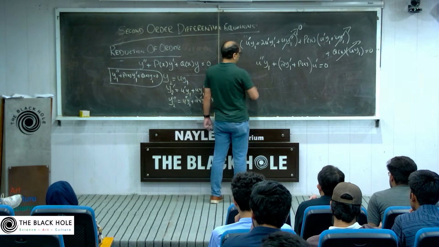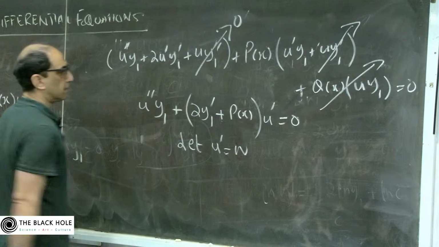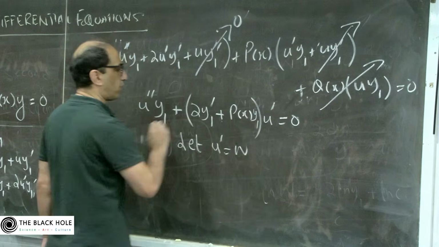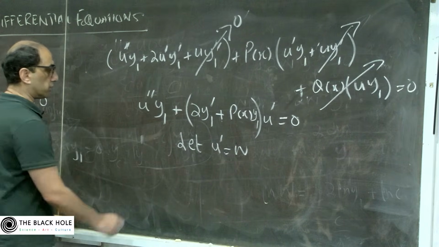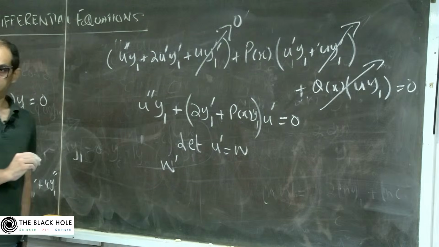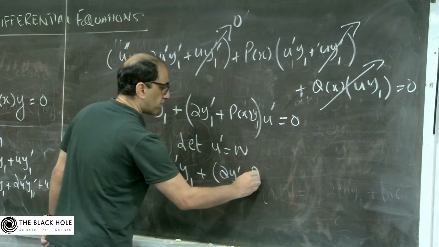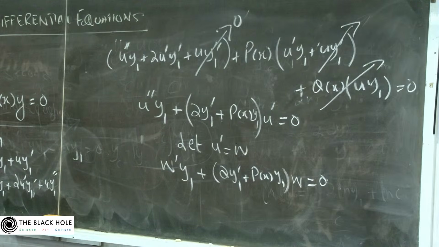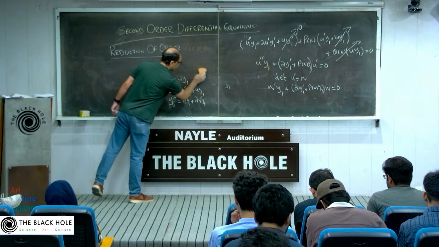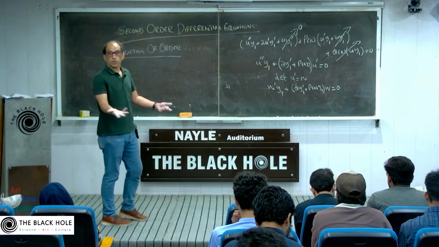All right, so now I can write this as, I will take u dash is equal to w, so this becomes w dash y1 plus 2 y1 dash plus p of x y1 w is equal to 0. This much is okay. This is called the reduction of order.